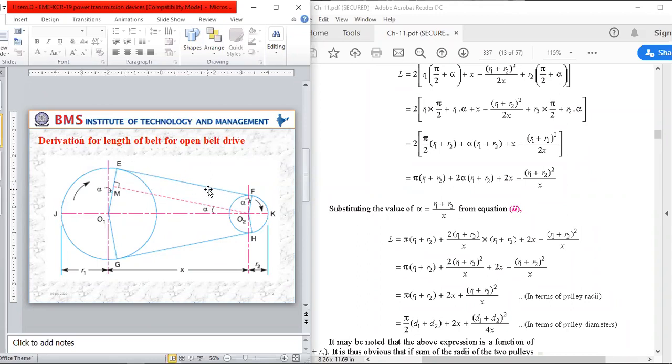When I want to get the linear length here, I have to use the Pythagoras theorem, that is O to M. O to M is equal to EF. That's why I use O to M is equal to square root of O1O2 whole square minus O1M square. So from this I will get O to M. I know O to M is equal to EF, so I will get the EF. Once I get the EF, GH is also known. Once you get the JE, then arc GJ is also known. Similarly, if I know arc FK length, then I can know arc KH length also.